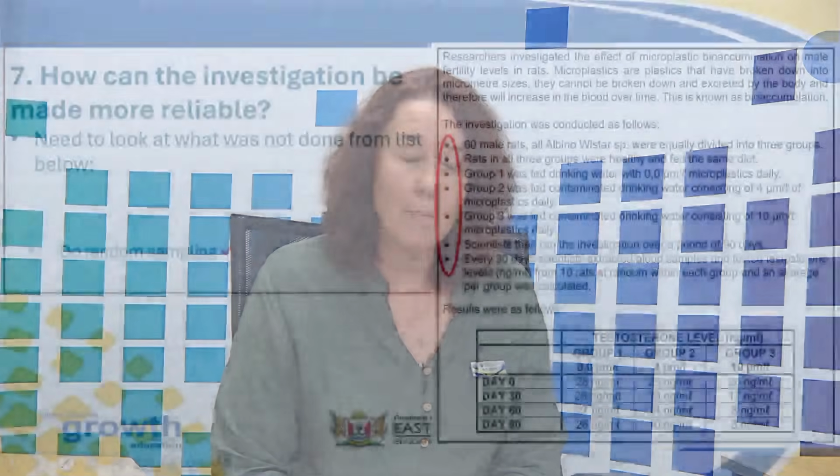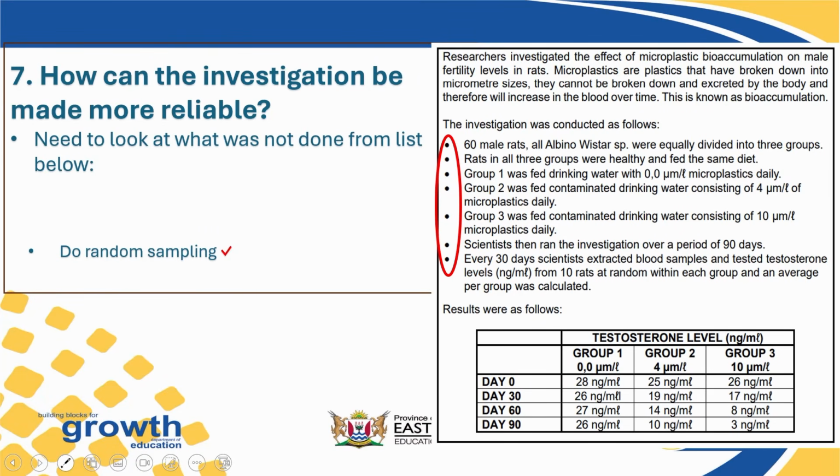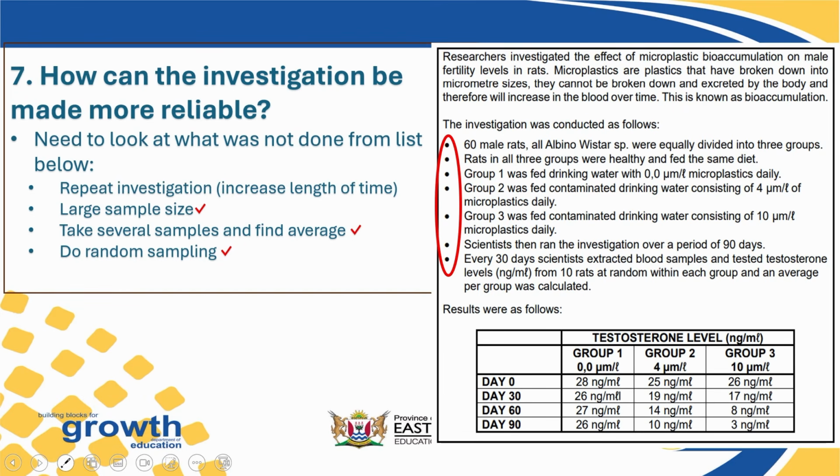So let's look at our trial paper once again. In our trial paper, they took random sampling. They took many samples and they found an average. They used a large sample size of 20. Although they could use more than 20, if they used more than 20, it would make the investigation more reliable. But the one thing that they did not do is repeat the investigation. So by repeating this investigation, we are going to make this investigation more reliable.